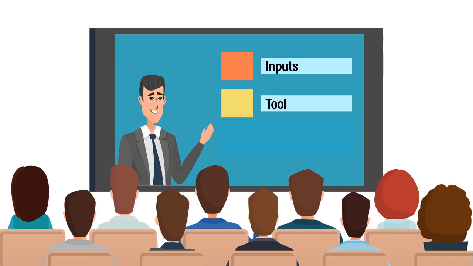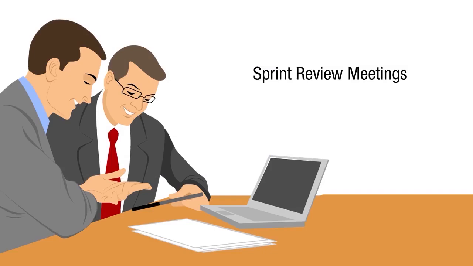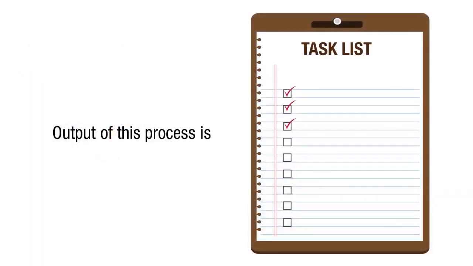This meeting should be time-boxed, with the standard length limited to 2 hours per week of the sprint duration. This assists in preventing the tendency to stray into discussions that should actually occur in other meetings, like the release planning or sprint review meetings. The mandatory output of this process is Task List.